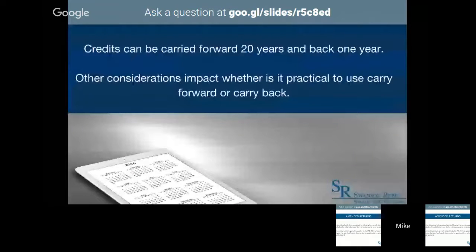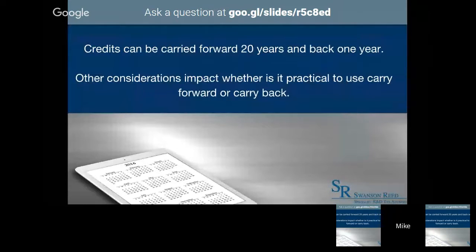Credits can be carried forward 20 years and back 1 year. So even though you can't use an R&D credit in the current year, say that you're a new company and you're still running in the red, you have no income, you have no taxes, you can go ahead and get that R&D credit, and it's good for 20 years. If you've got confidence that at some point in the next few years you will have taxes, it could be deferred. A carry forward credit is as good as cash. It's the same thing. It's just a matter of when you get to use it.